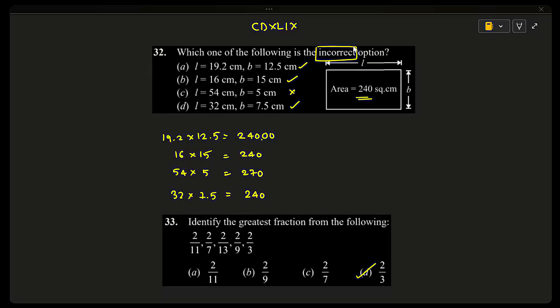Vedashree? Sir, 32 question. Area of the rectangle is the product of length and breadth, right? So in the options, multiply length and breadth. Whichever is not giving 240, that is the incorrect option.